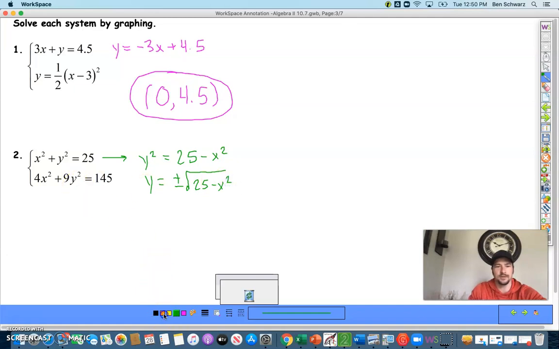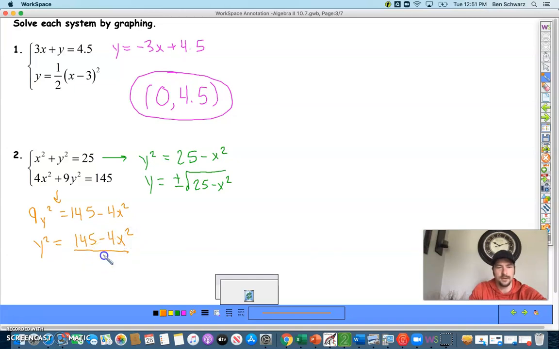For the second equation, I'll switch colors here so it's a little easier to see. Again, solving for y squared, I would move that 4 over first. So it would look like that. Then, before I square root, I want to divide by 9. So y squared is going to equal 145 minus 4x squared.